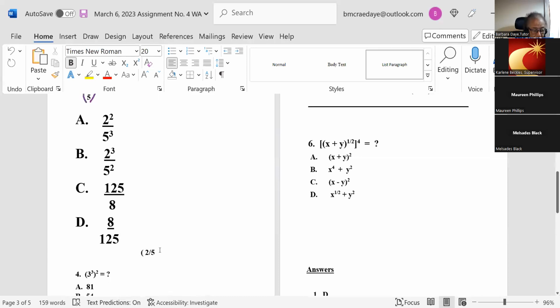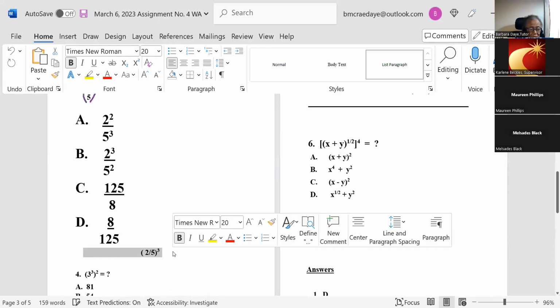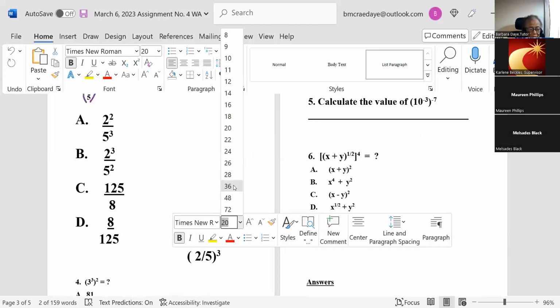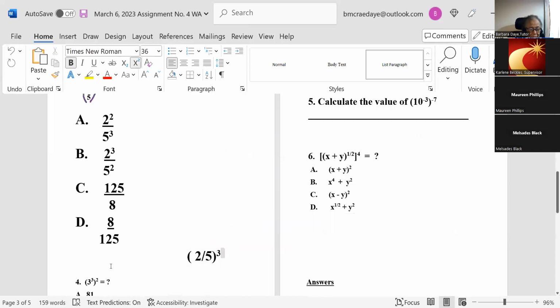So 2 over 5. And I'm going to raise that to the third power. So let me put 3 there. Okay. And I'll make it bigger. So that means you will be raising both the numerator and the denominator to the third power. So let's just make that bigger. Now, just to simplify this, let me do this. Flip it.